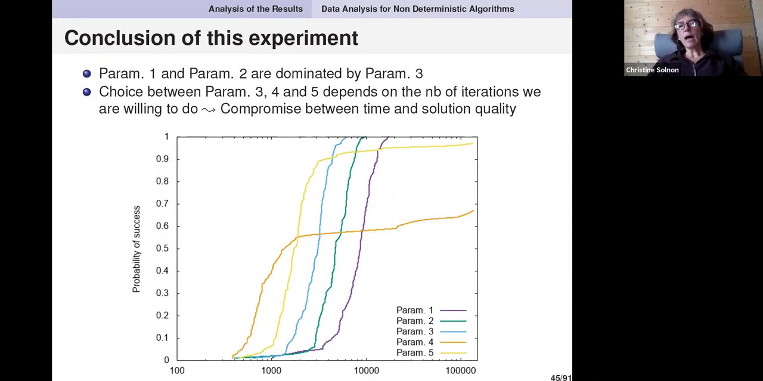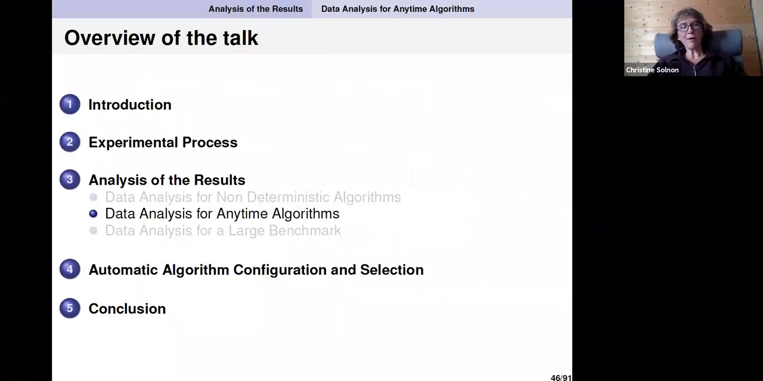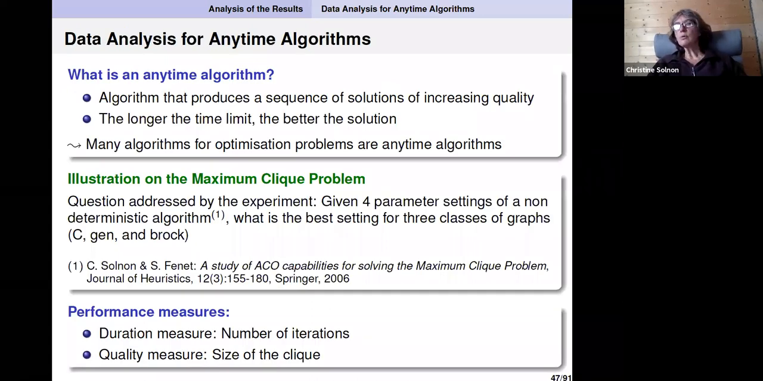Now we can have something a bit more interesting and complicated. So now I'm going to consider anytime algorithms, that is, algorithms that produce a sequence of solutions of increasing quality. And of course, the longer the time limit, the better the solution. And most algorithms that solve optimization problems are anytime algorithms. I'm going to illustrate this on the maximum clique problem.